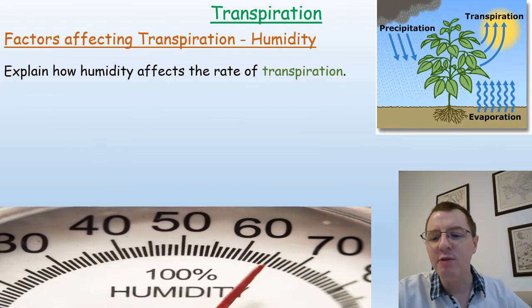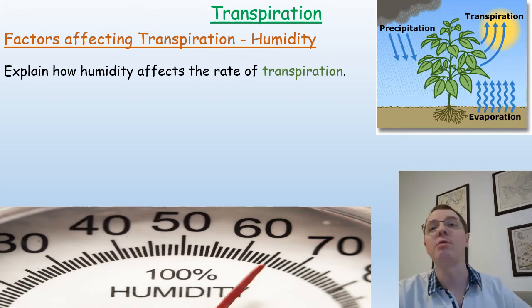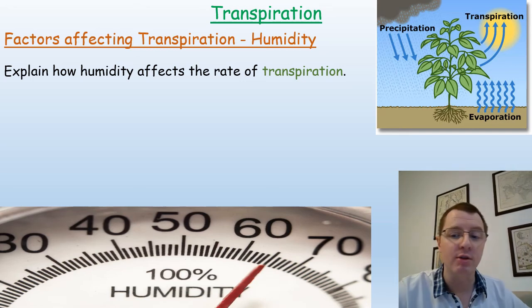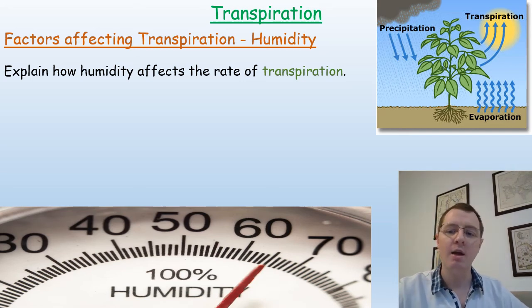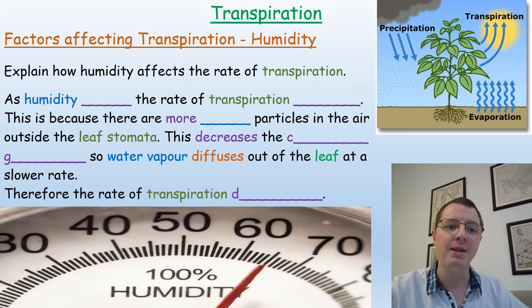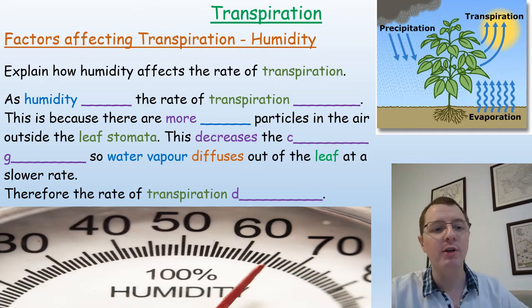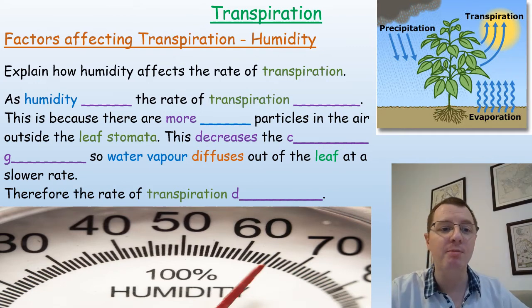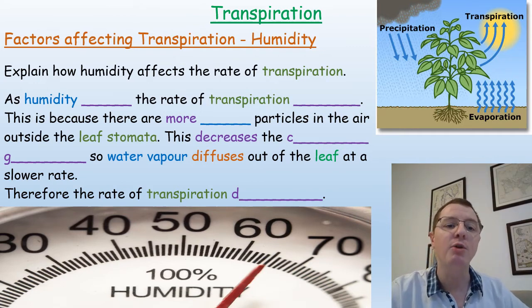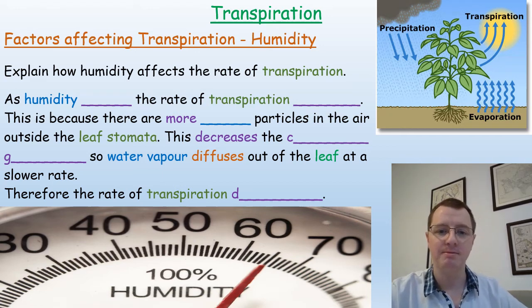So these different factors that will affect the rate of transpiration, we're going to go through each one now, and have a little think about how we can write a good exam answer to fully explain how they will affect the rate of transpiration. Will we increase the rate? Will we decrease the rate? For example, the first, humidity. Just pause the video for a moment and see whether you can fill in this paragraph to explain how humidity affects the rate of transpiration.